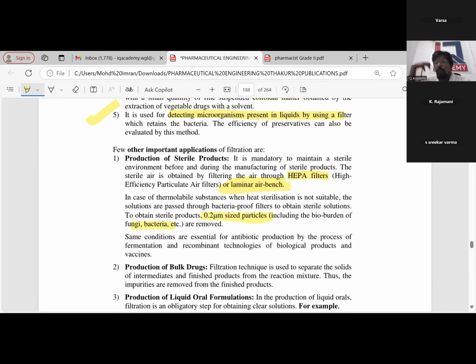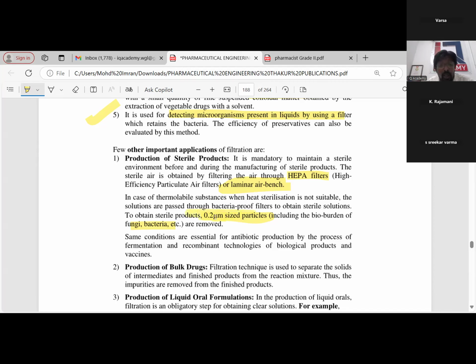We have studied in sterilization techniques how to cope with the bacteria and how to remove them. We studied a lot, starting from B.Pharm first year or diploma first year: heat sterilization, moist heat sterilization, using an oven, using radiations, fumigation, incineration. But there is another technique of removing bacteria, which is filtration, filtering through bacterial proof filters whose pore size will be 0.2 microns.